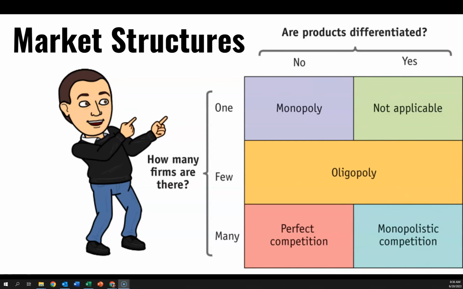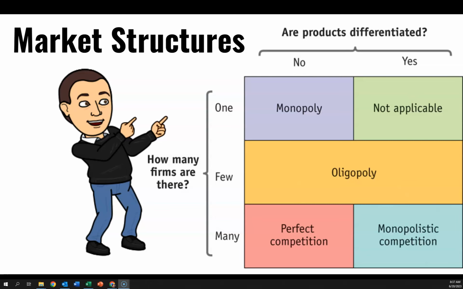So the answer to the question, how many firms are there and are the products differentiated, drives the market structure we're talking about. So we will be covering over the course of the next several lessons perfect competition, monopoly, oligopoly, and monopolistic competition. And as you're going to see, if there's only one firm, then it's a monopoly. Mono means one, so one firm in the market. There is no situation in which there's one firm with differentiated products. It's the only firm that produces the product. So it's just monopoly.